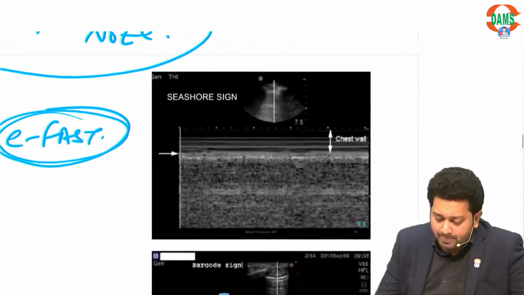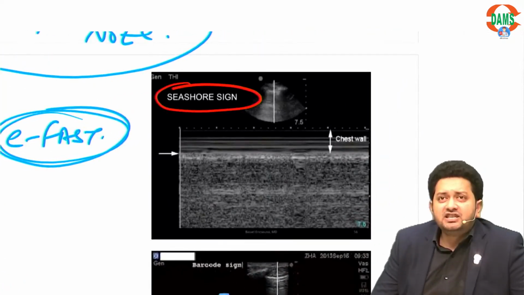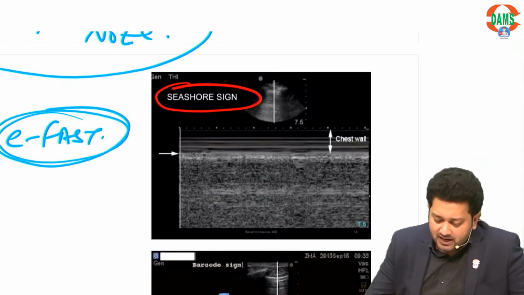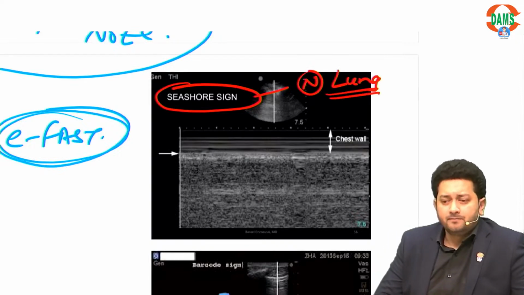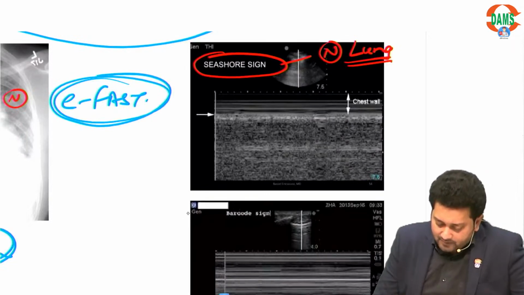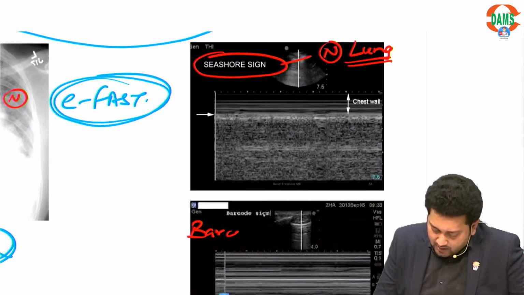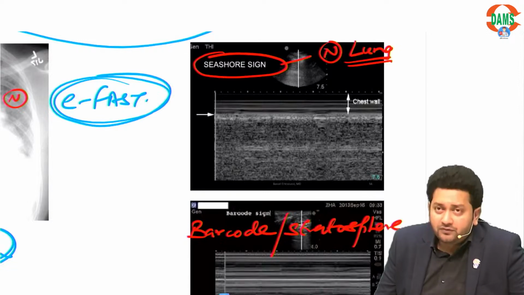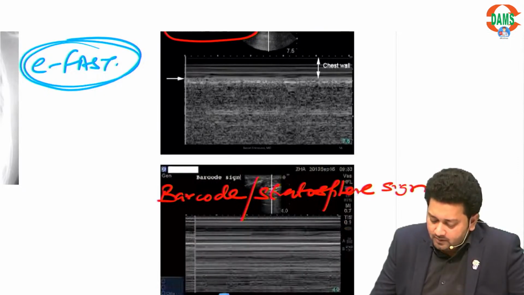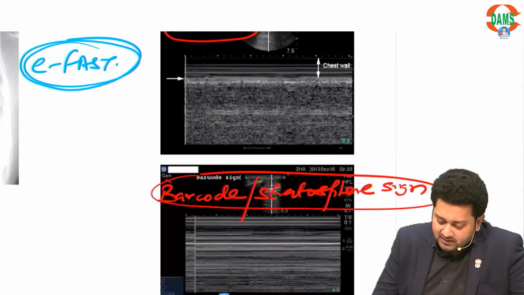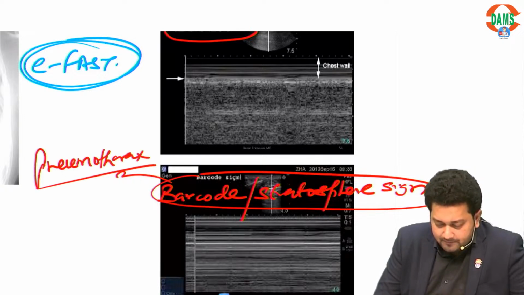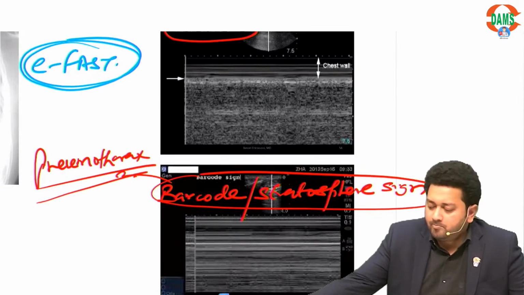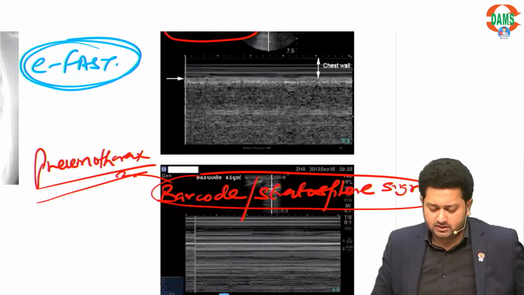What you will see here is something known as the seashore sign. The seashore sign is for the normal lung. And in pneumothorax you will see the barcode or stratosphere sign. So the barcode or stratosphere sign is what you will see in pneumothorax.